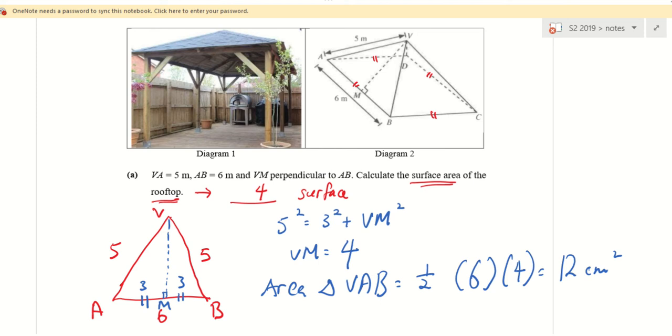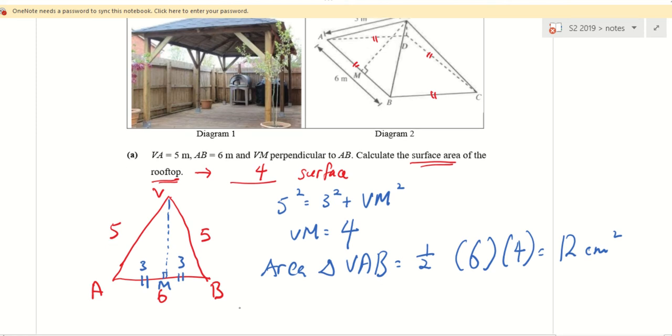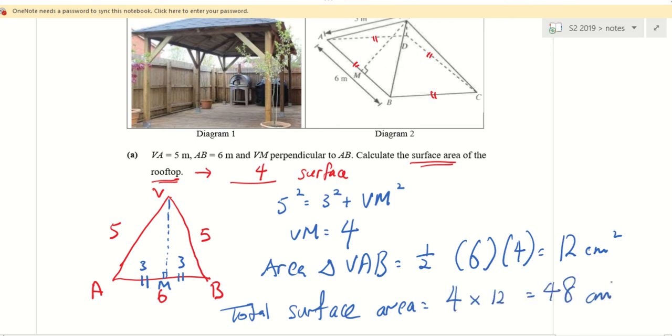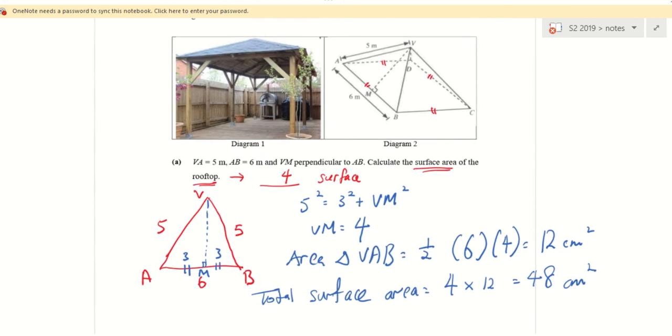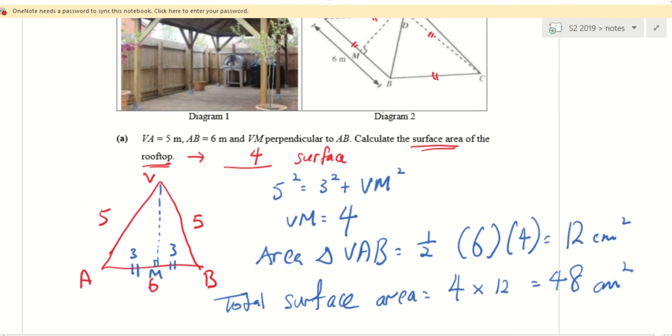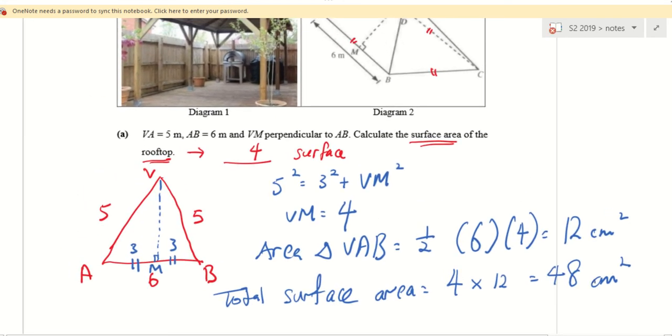How many triangles do I have? 4, right? So total surface area is 4 times the triangle. I have this. Is that okay? Oh, meter. Is that okay? Okay, now, can I go through the next one?